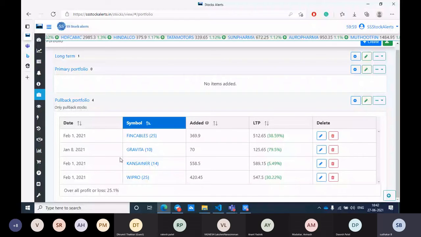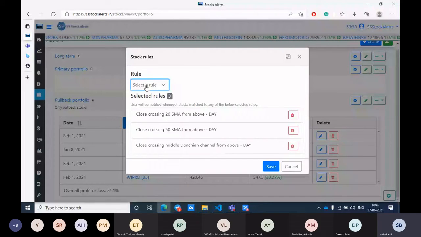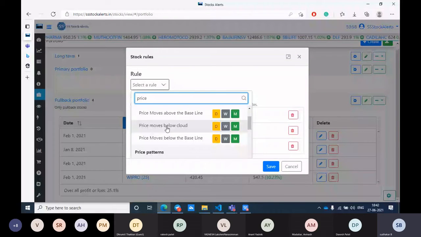Currently I have selected three, and now I'll show you that you can search for any scans. What we are looking for is whenever price closes below the baseline. The baseline is our Kijun-sen. Price is currently above, and it closes below the baseline. On the weekly time frame, just select this. I have selected this and just save it.